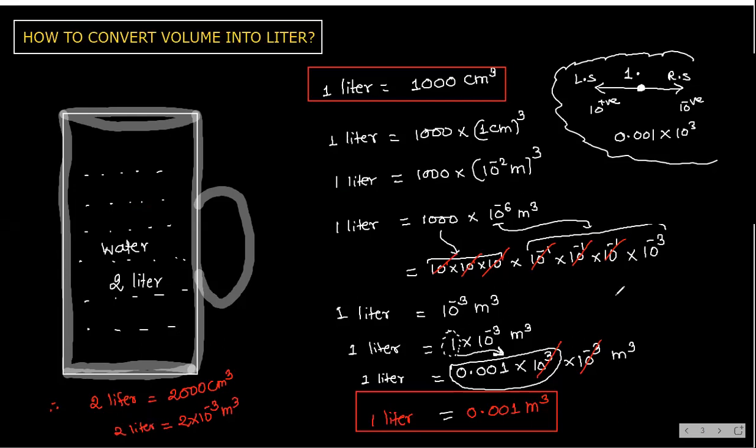One more, you can see this one. 1 liter is also equal to 1 into 10 to the power minus 3 meter cube. So this you can also keep in one box.